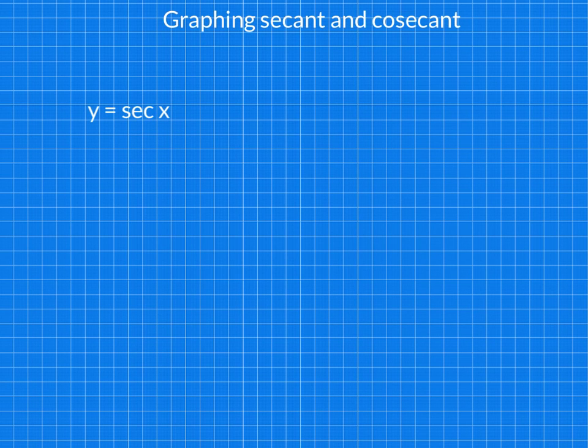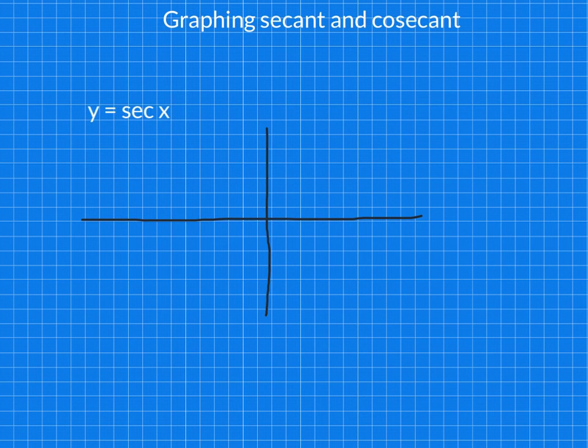Okay, let's talk about how we graph the secant and the cosecant trig functions. Okay, so here we have, first off, starting at y equals the secant of x. If you know anything about your trig functions, and hopefully you do, you know that the secant is the inverse of the cosine.